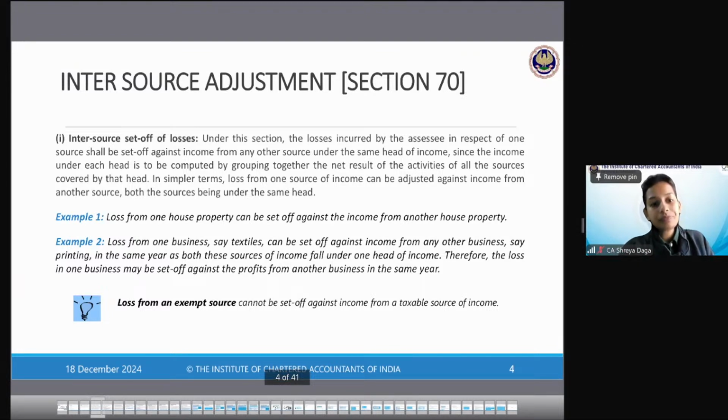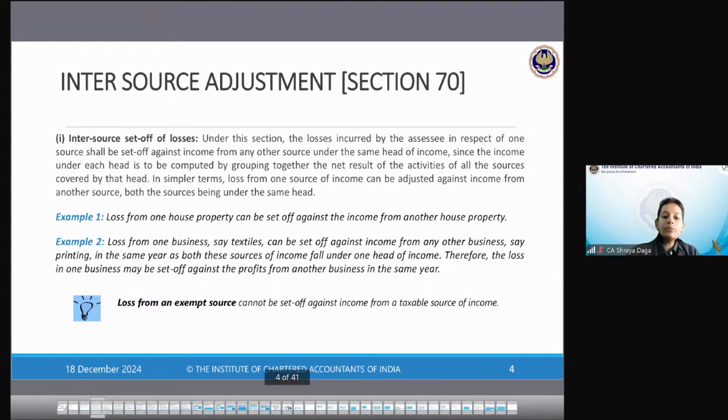Intersource adjustment. So that's what we were talking about. Within the same head, intra, it's easier to set off. So generally, law says okay, you can set off the loss from one source with the gain of another source within the same head. It is okay. So generally, it is okay. Sometimes it is not okay. When is it not okay?